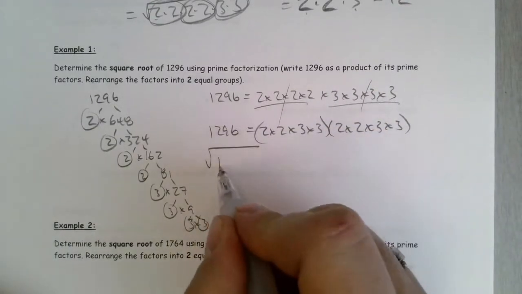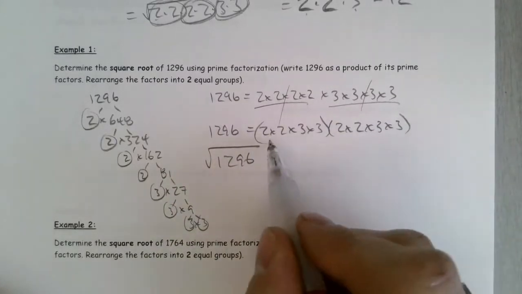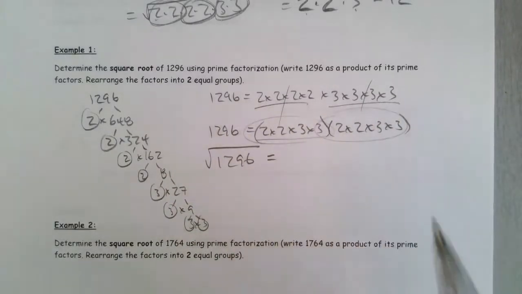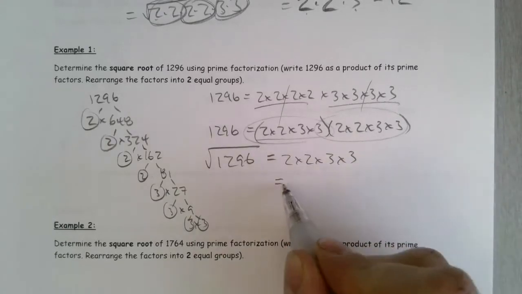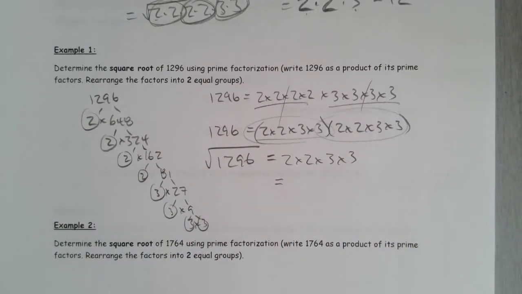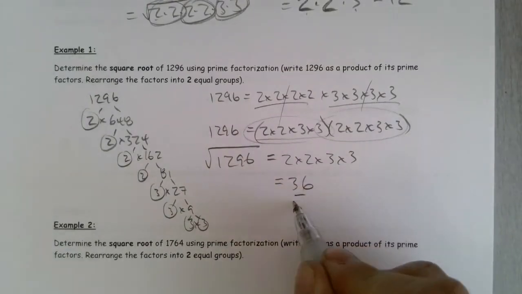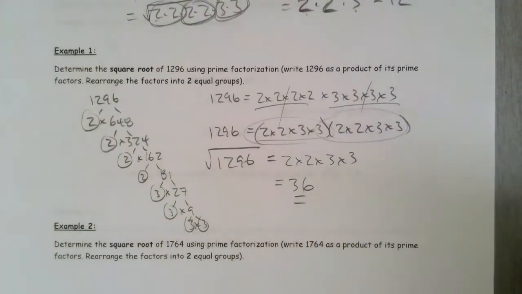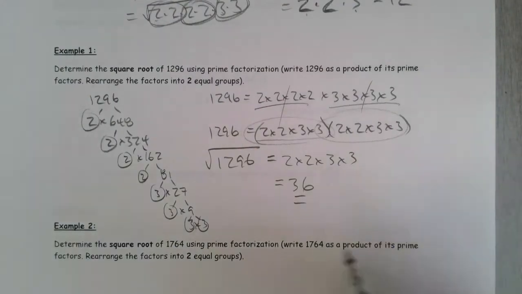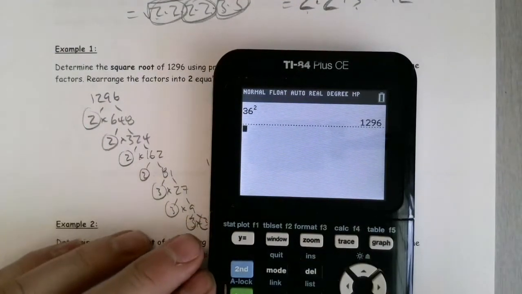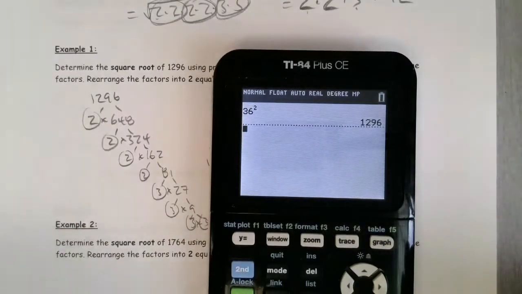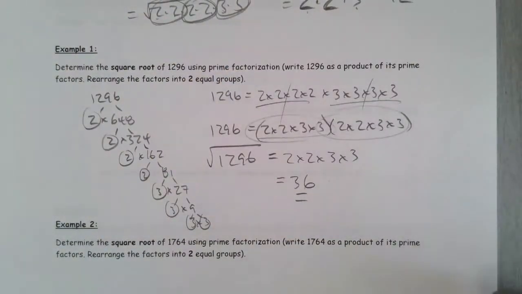So in other words, the square root of 1,296 is going to be, now remember, this is my length, this is my width, but it's a square, so they're the same thing. So the side length would just be this right here, and 2 times 2 times 3 times 3 is going to be 36. So the square root of 1,296 is 36. Now, we can double check that. If I pull up my calculator here and take 36 and square it, there we go, 1,296. Good, I got it.